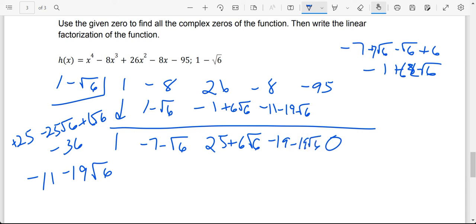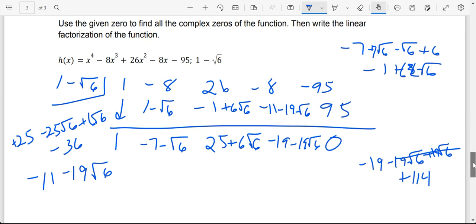Once again, FOIL. I'm going to go to the right side here. That's going to get us negative 19 minus 19 root 6, plus 19 root 6. And then 6 times 19, 114. These cancel, nice. 114 plus negative 19 is, well, 95. It worked out, nice.